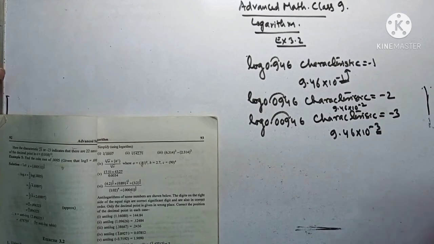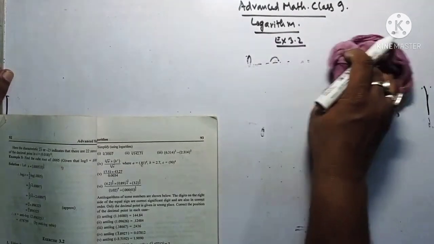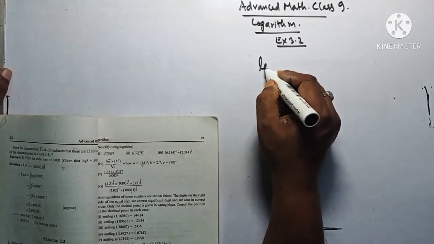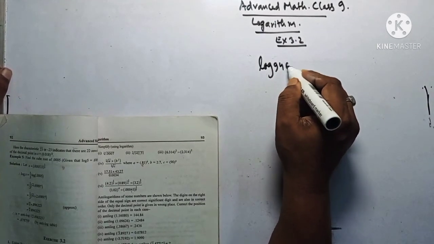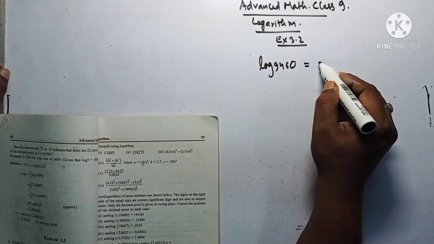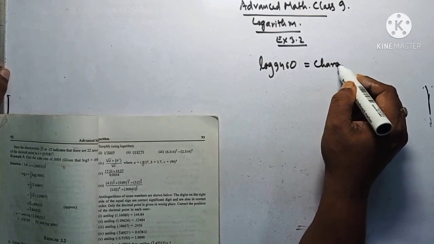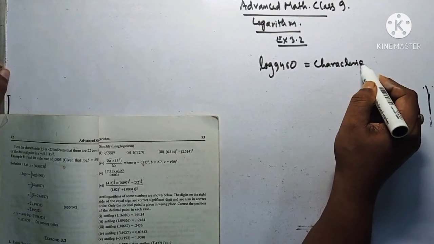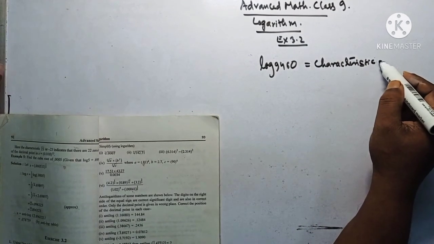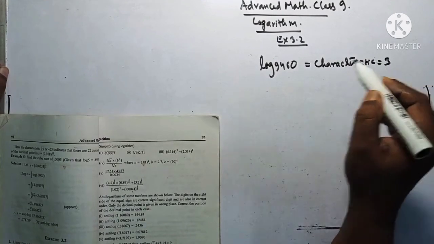Now let me give you some more examples. Let us take log 9460. There are 4 digits. So your characteristic will be equal to 4 minus 1. Always subtract 1. This will be equal to 3.